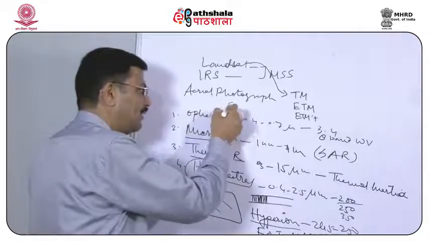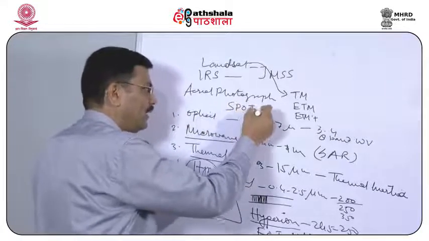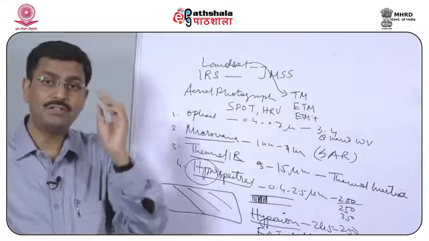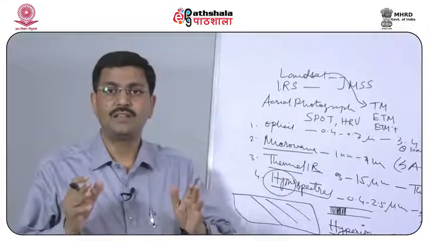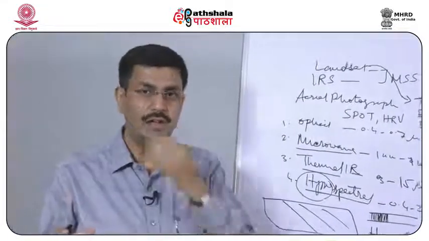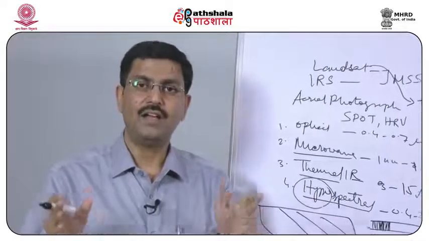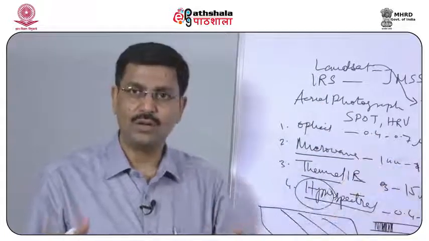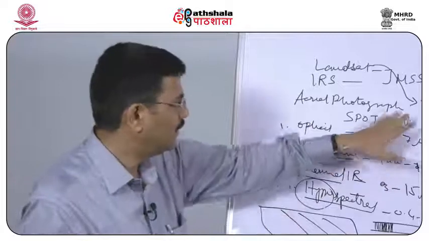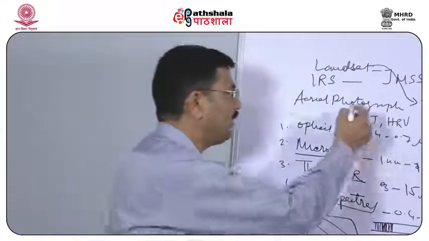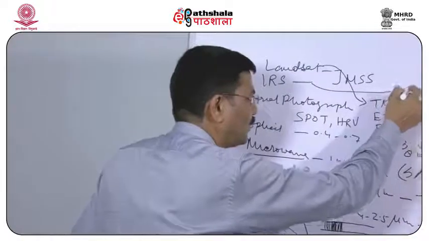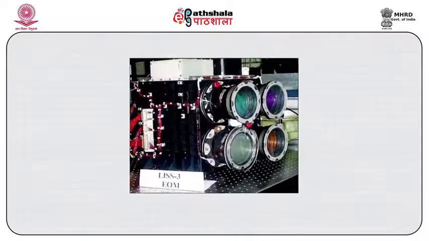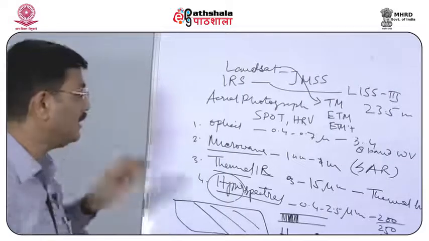Later on, we also started using SPOT data, HRV data, high resolution visible data. So these are some of the data products which are being used for geomorphological studies at a large scale, at a regional level, at the continent level, even at the country level. People doing geomorphological studies are using data products from various sensors. Even the Indian satellite data is quite good, say for example, LISS-3 data products, which have a resolution of 23.5 meter.